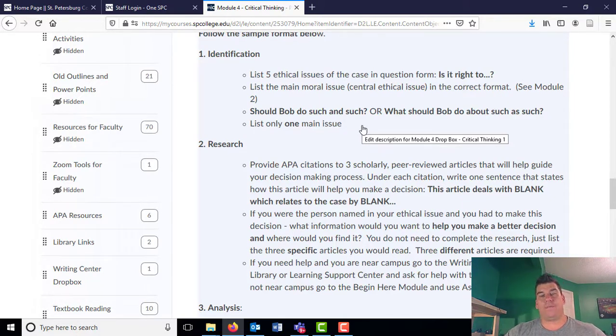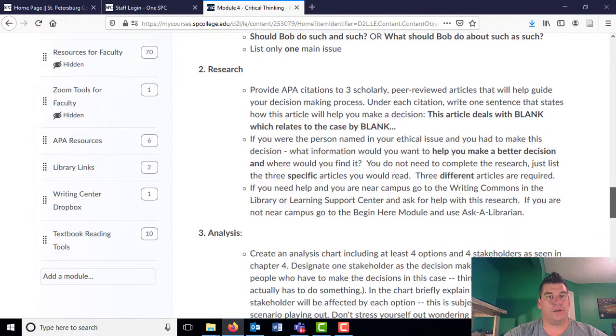So for that example I was using, we could ask, should Bob leave his wife considering she cheated on him? So it's that main central ethical issue. It's just simple, right? So in the identification process, there are 5 "is it right" questions, and then 1 big question that we're going to answer by applying utilitarianism and deontology, or Kantianism. And that is in the future assignments. That's why it all builds off each other.